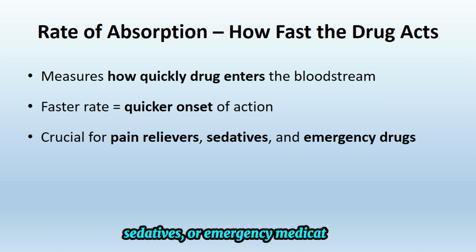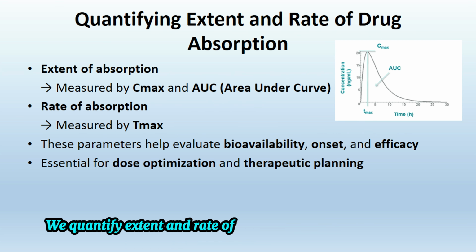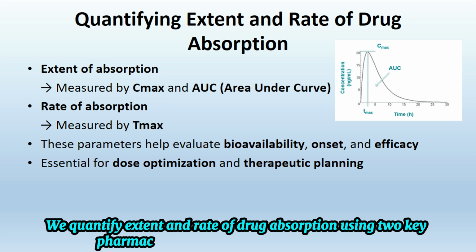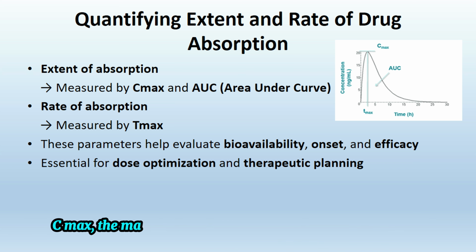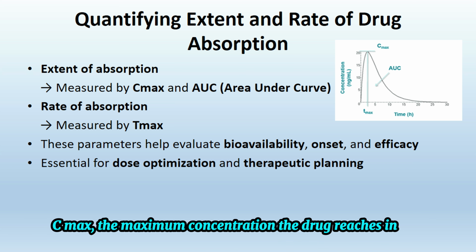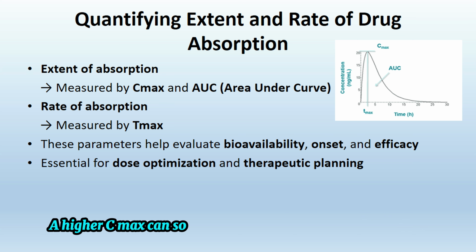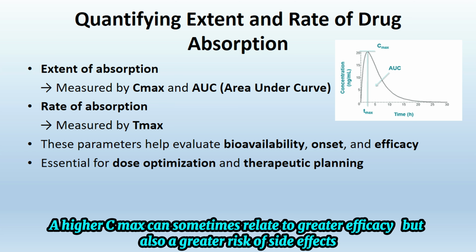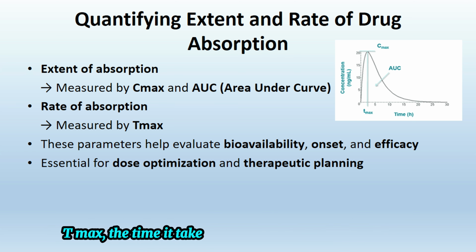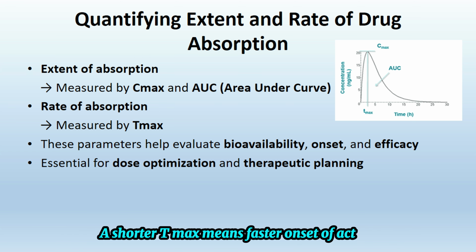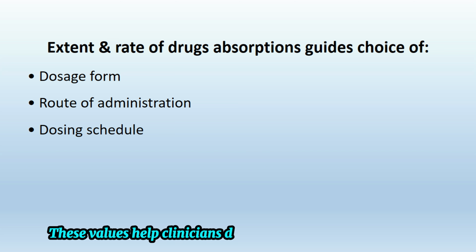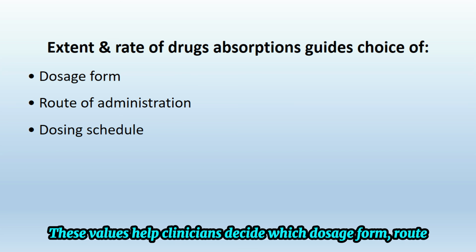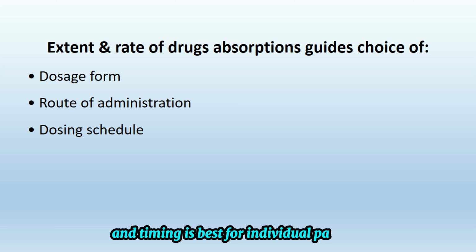A drug absorbed faster will generally act sooner, making rate an important factor for pain relievers, sedatives, or emergency medications. We quantify extent and rate of drug absorption using two key pharmacokinetic parameters, Cmax and Tmax. Cmax, the maximum concentration the drug reaches in the plasma. A higher Cmax can sometimes relate to greater efficacy, but also a greater risk of side effects. Tmax, the time it takes to reach that peak concentration. A shorter Tmax means faster onset of action. These values help clinicians decide which dosage form, route, and timing is best for individual patients.